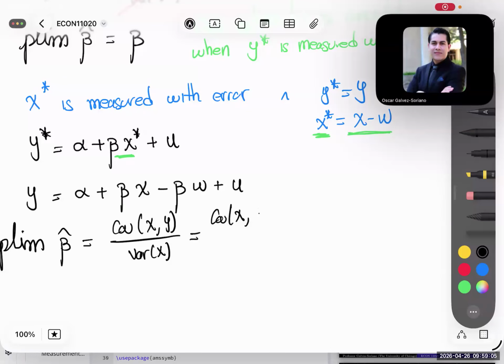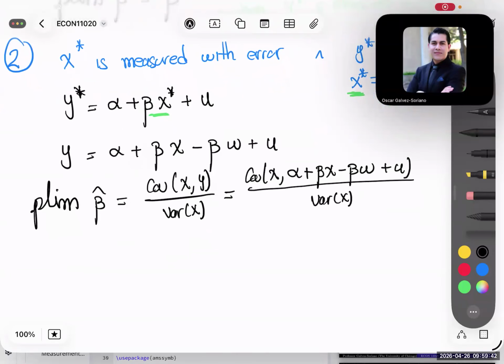Well, I wouldn't say the true values. I would say the correct definition of the error, which now will be the combination of u, which is the regular error term, and beta times w, right? So let's write that down. In this case, what we will have is alpha plus beta x minus beta w plus u. And then you divide by the variance of x.